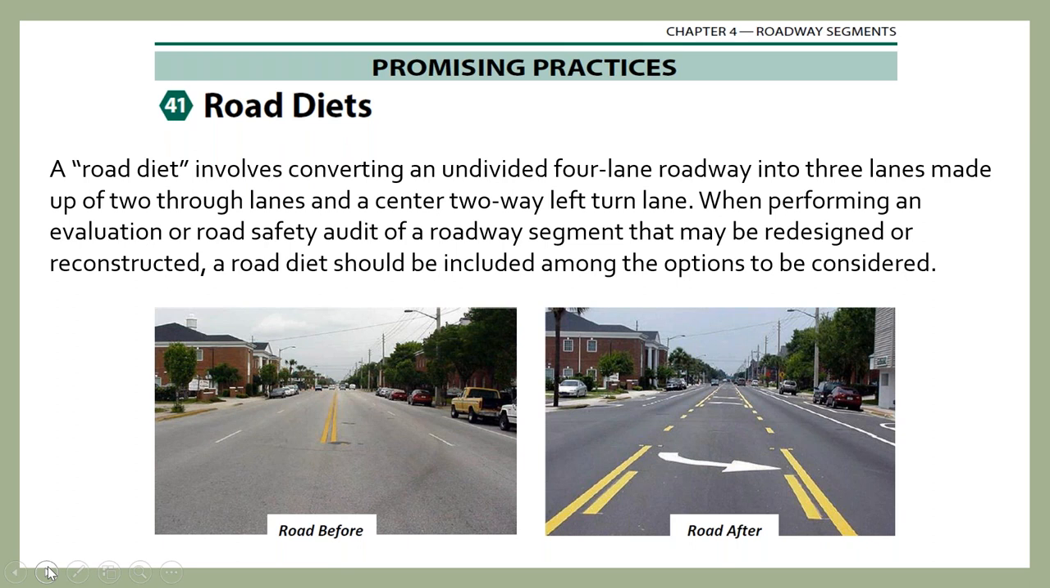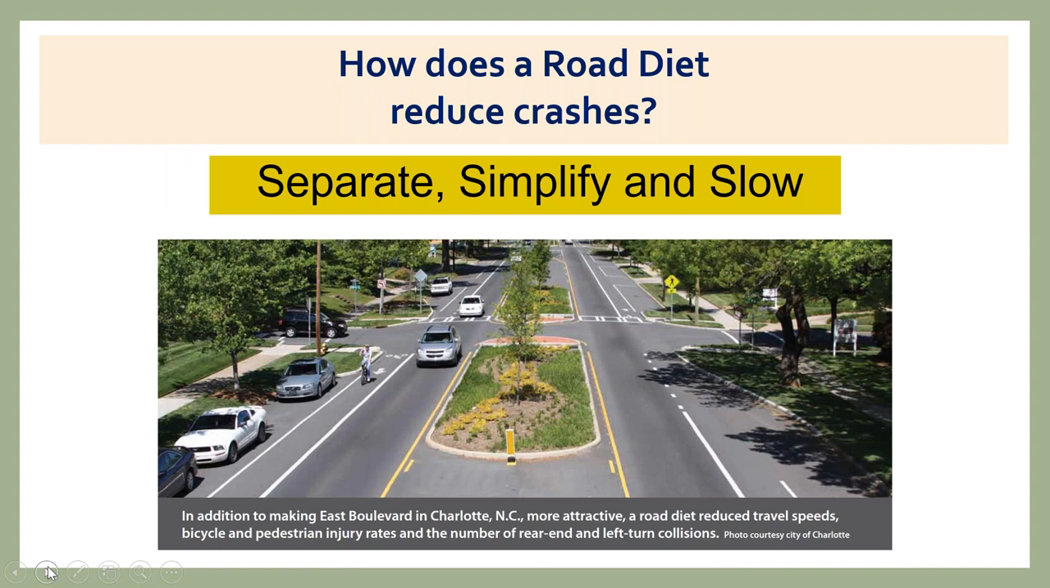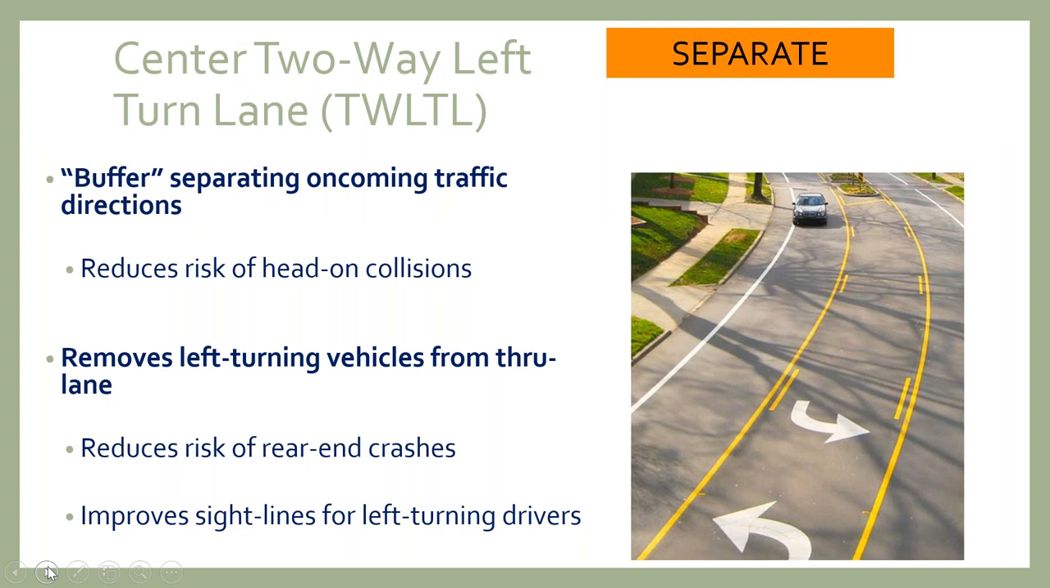Some folks do not like the term road diet. I've heard the suggestion that it really should be called a road buffet, because what we have is an unlimited choice of options to reconfigure and hopefully improve or rebalance a roadway to better serve the needs of all the users of the roadway. So to me, the roadway reconfiguration, the road diet, the safety benefits can really be thought of in the ways of how it can separate traffic, it can simplify driver maneuvers, and it slows. Separate, simplify, and slow.